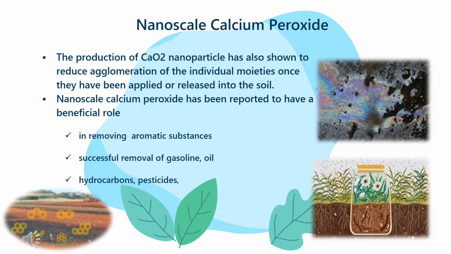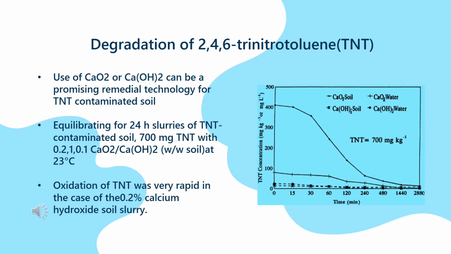Next are calcium peroxide NPs. They have a beneficial role in removing aromatic substances, oil, hydrocarbons, pesticides, and gasoline from soil. They reduce the agglomeration of individual moieties once they have been applied or released into the soil. One example is the degradation of 2,4,6-trinitrotoluene in soil with calcium peroxide NPs. Different concentrations of calcium peroxide and calcium hydroxide NPs were used for treating TNT-contaminated soil for 24 hours. It was observed that with the passage of time, the concentration of TNT in the soil samples decreased, and oxidation in the case of 0.2% was very high in comparison with other concentrations.